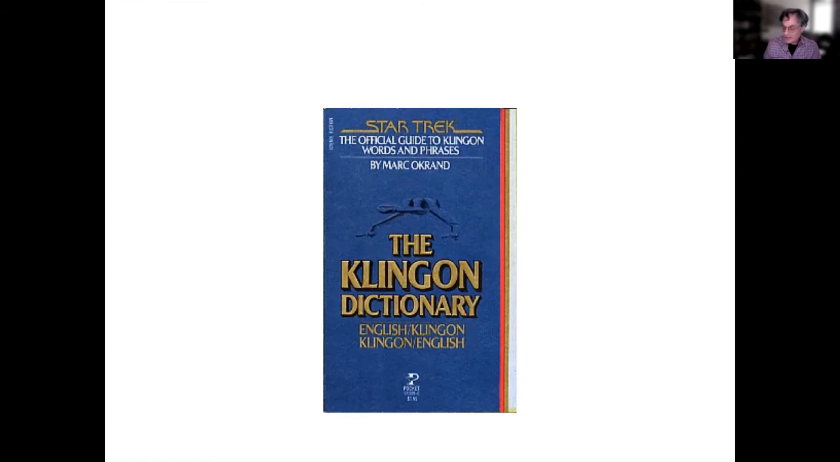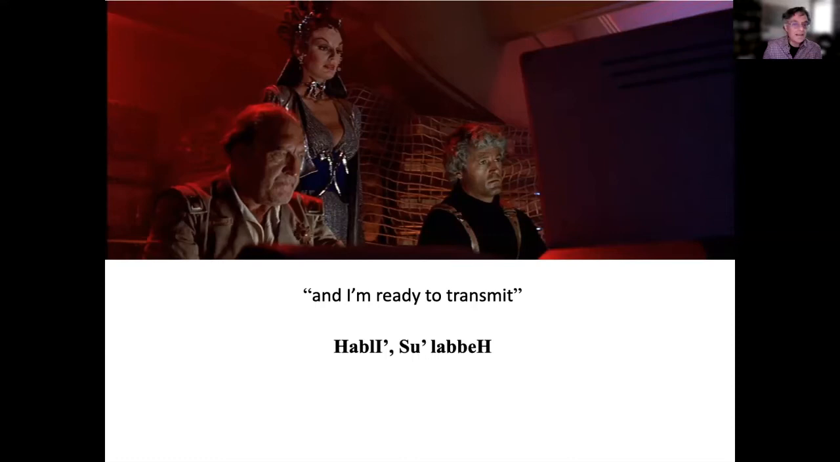So for example, this Klingon woman is talking to Krug and the other ship, and she goes, blah, blah, blah. I'm ready to transmit, she says in English. When they filmed it, they changed that to Klingon, which came out to be Hablit Shutlaberg, Hablit Shutlaberg, which matches the lips actually pretty close. It worked in the film. I was impressed.